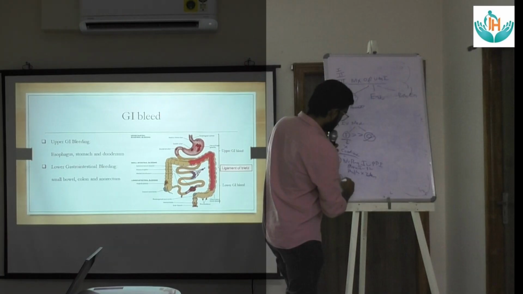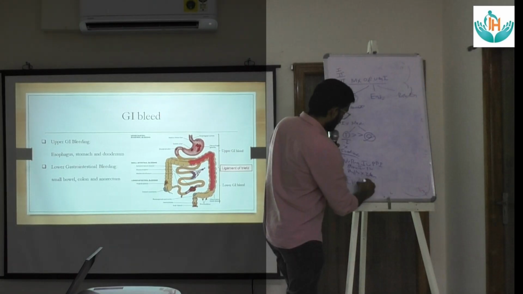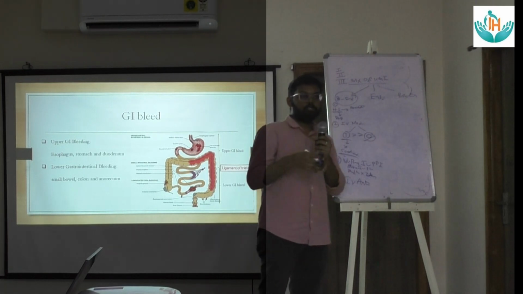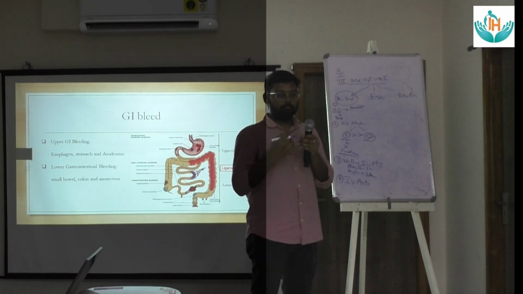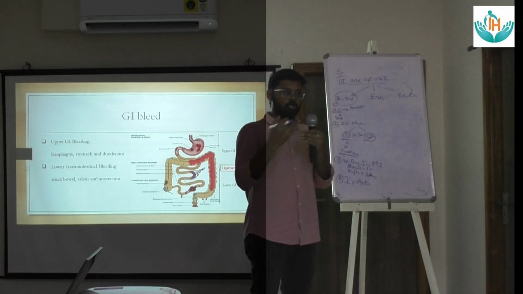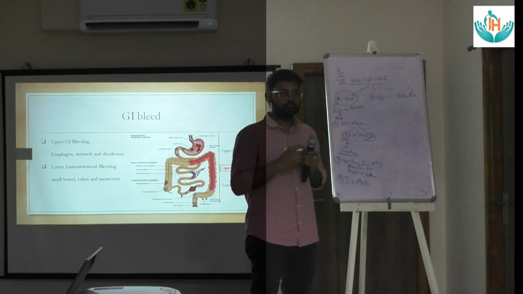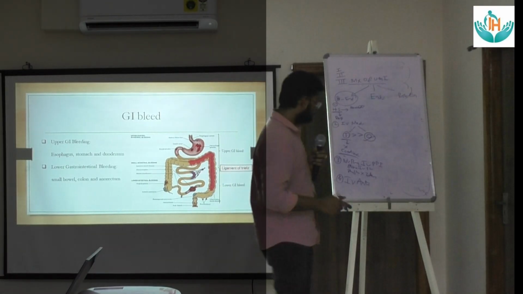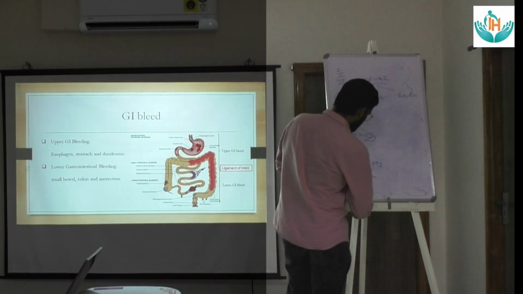And number 4 is we should give IV antibiotics. IV antibiotics are generally given only in variceal bleed because in cirrhotics, whenever there is GI bleed, there will be a break in the mucosal integrity. So the bacteria can translocate into the peritoneum, causing spontaneous bacterial peritonitis. Therefore, IV antibiotics should be given in all cases of variceal bleed.